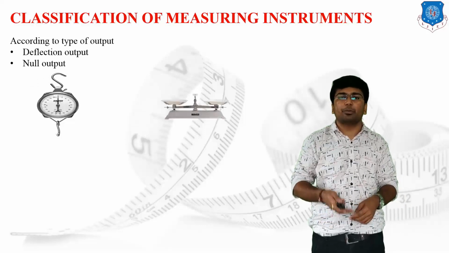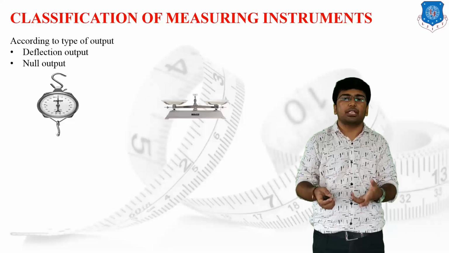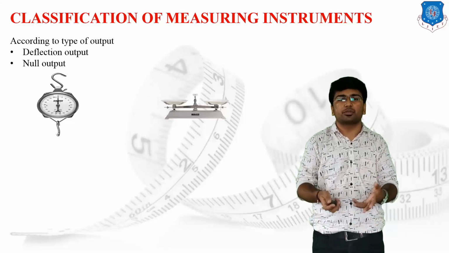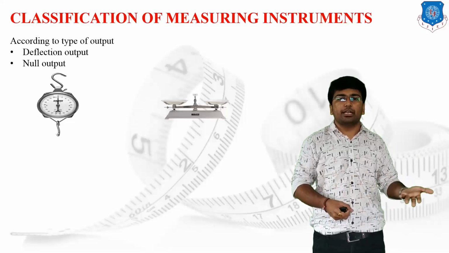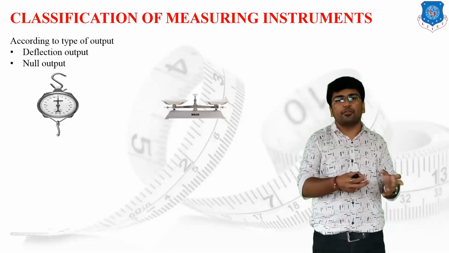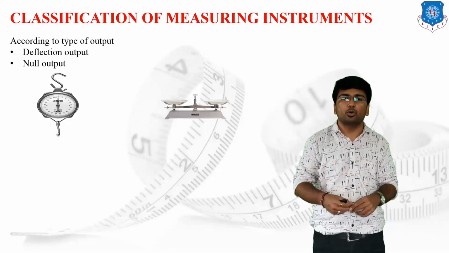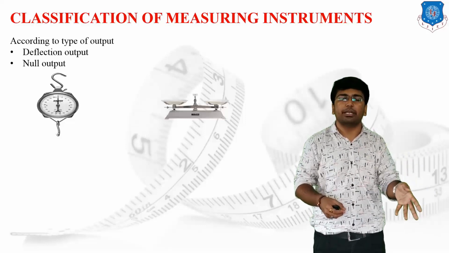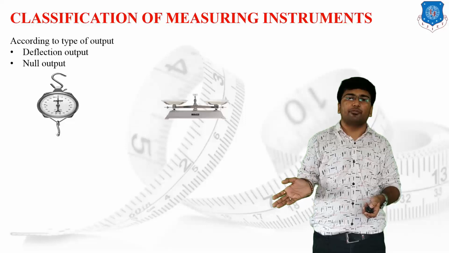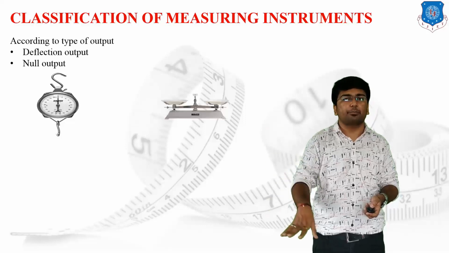In the null type instrument, you can check on your screen, that is the conventional weighing machine which is useful in the vegetable market. What we are supposed to do, if I have to take 1 kg of a given vegetable, I will just put a 1 kg weight on a single platform, which is a known mass for me, and the unknown vegetable weight I will put over the second pan.